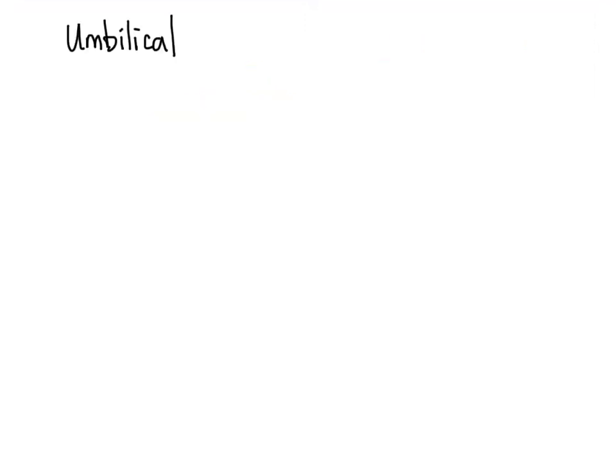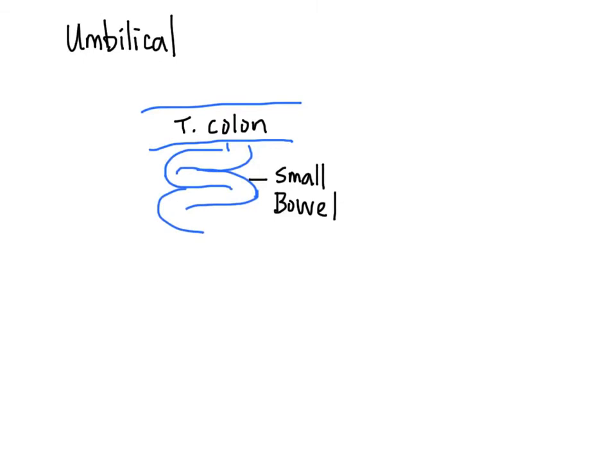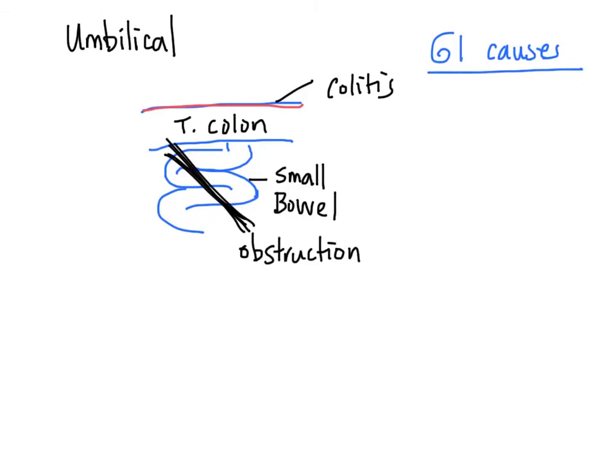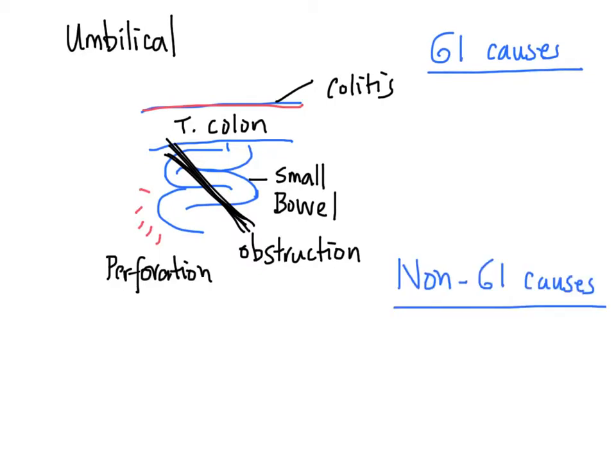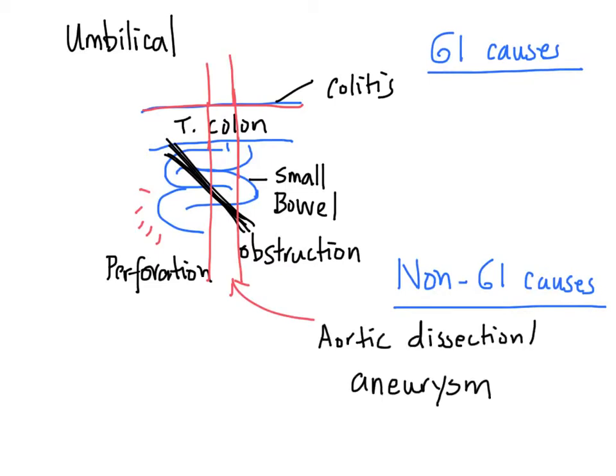What about the umbilical area? What lives there? The transverse colon, the small bowel. GI causes therefore include colitis, bowel obstruction, perforation. What about non-GI causes? What runs there? Well, the aorta runs right there. Therefore, any aortic disorder such as dissection or aneurysm can give pain to that area. Interestingly, even though the appendix does not live in this area, early appendicitis can give pain in this area.